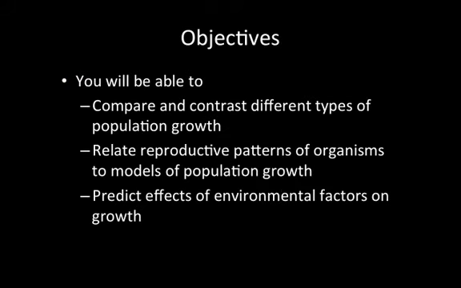So hopefully you understand a little bit about the different types of population growth. We talked a little bit about exponential growth and what happens, and we also talked about carrying capacity and how the growth seems to stop as it approaches the carrying capacity of the particular ecosystem. We were able to relate reproductive patterns of organisms to models of population growth, that is, the rapid growth and the short growth lifespan. Those are all different models of population growth and have different factors that affect them.